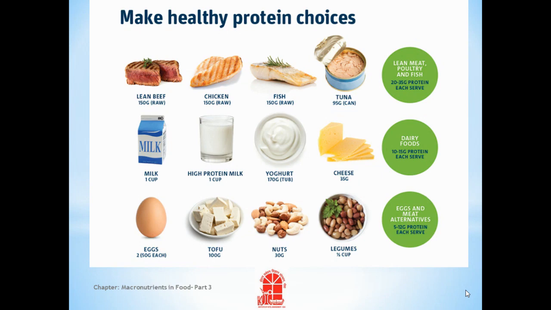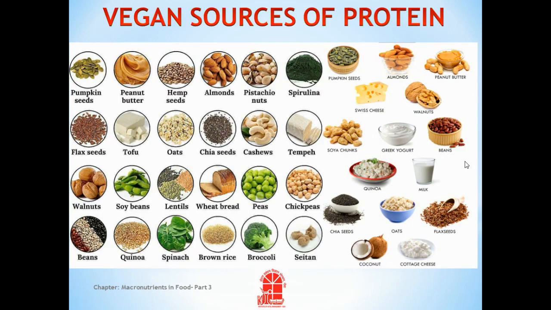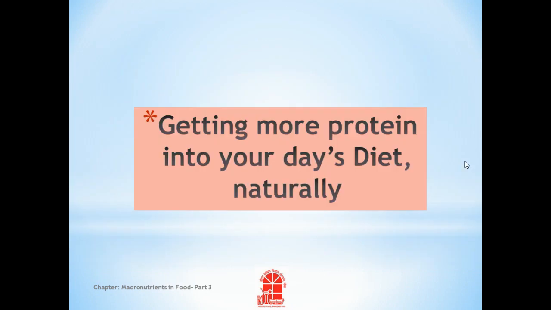Here we see the different conversions and how much protein you actually get from each serving. So for example, 1 cup of milk, which is 1 serving, will give you around 10 to 15 grams of protein per serving. These are some vegan sources. In case you are a vegetarian, you can pick out from these choices.